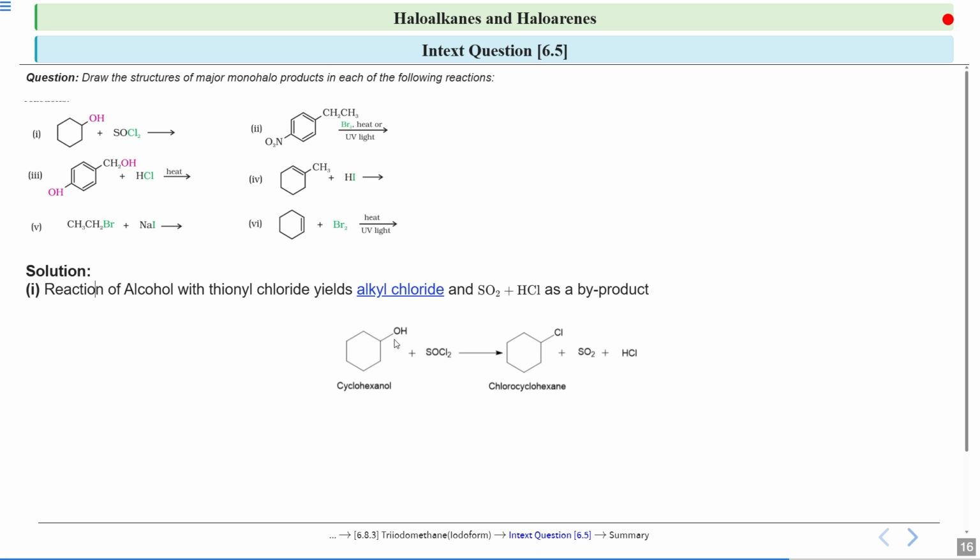Okay, so this cyclohexanol, what will happen? If you want to know the mechanism, this reaction happens by the attack of SOCl2 on this oxygen. This oxygen has lone pairs, so it is going to bond with this sulfur. The SOCl2 structure is S double bond O, and S is also bonded to two chlorines. The oxygen lone pairs will attack this sulfur, and a bond will form between oxygen and sulfur.